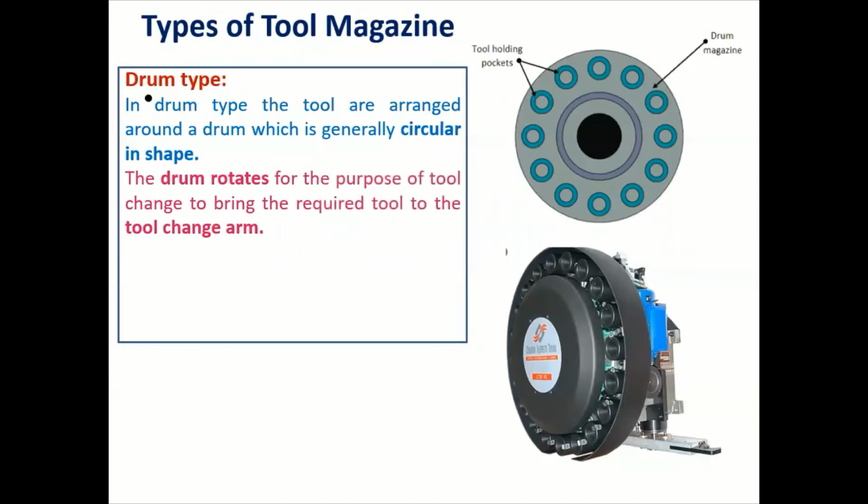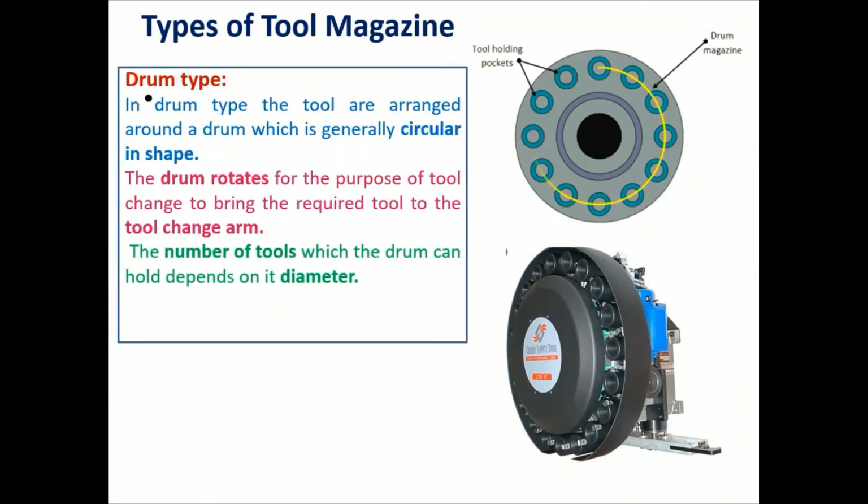Now the drum rotates for the purpose of tool change, to bring the required tool to the tool change arm. As per the operation to be performed, the required tool is changed with the change arm. In the previous slide you have seen there is a tool changer, which will grip that tool and replace it from that drum.